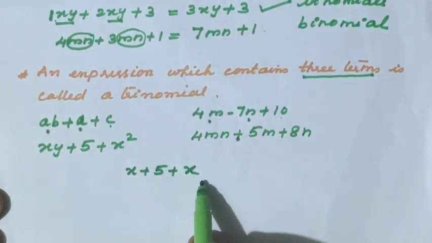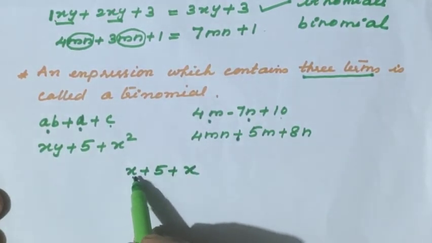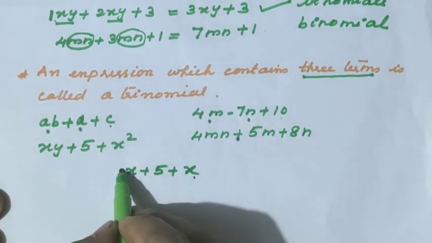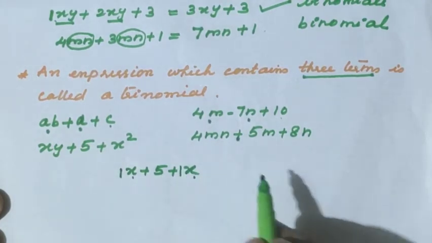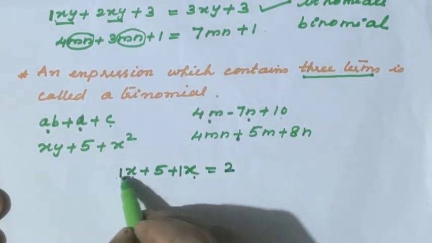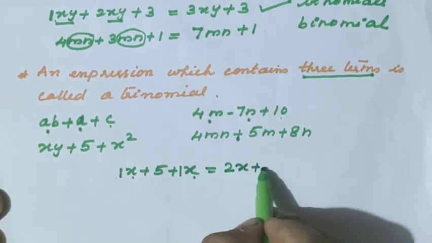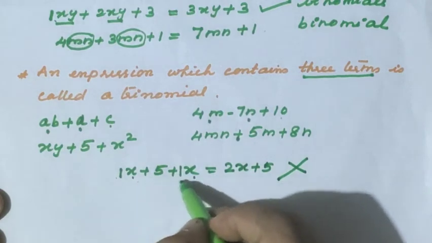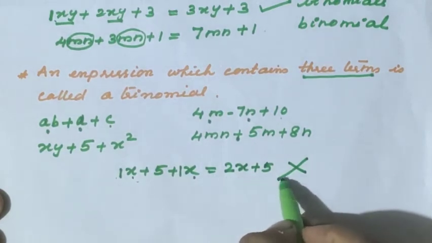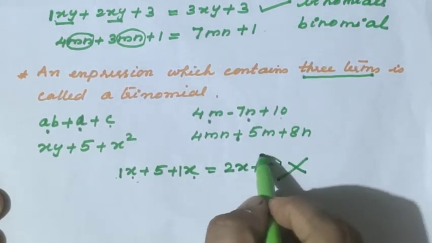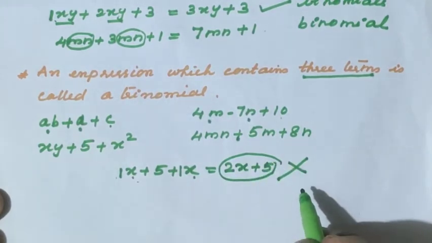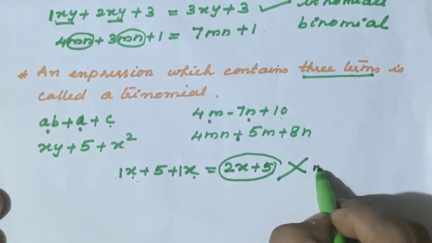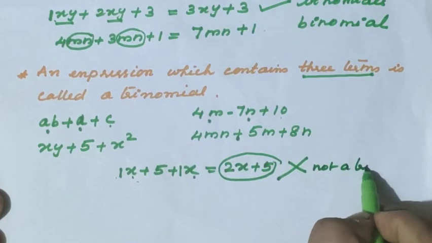So by looking, three terms are there, but x and x are like terms. So what is the coefficient here? 1. Here also 1. So after simplification, 1 plus 1, 2. 2x plus 5. It is not an example for binomial. First it was 3 terms, but you have to do simplification because of the like terms. So it's an example for binomial only, not a trinomial.